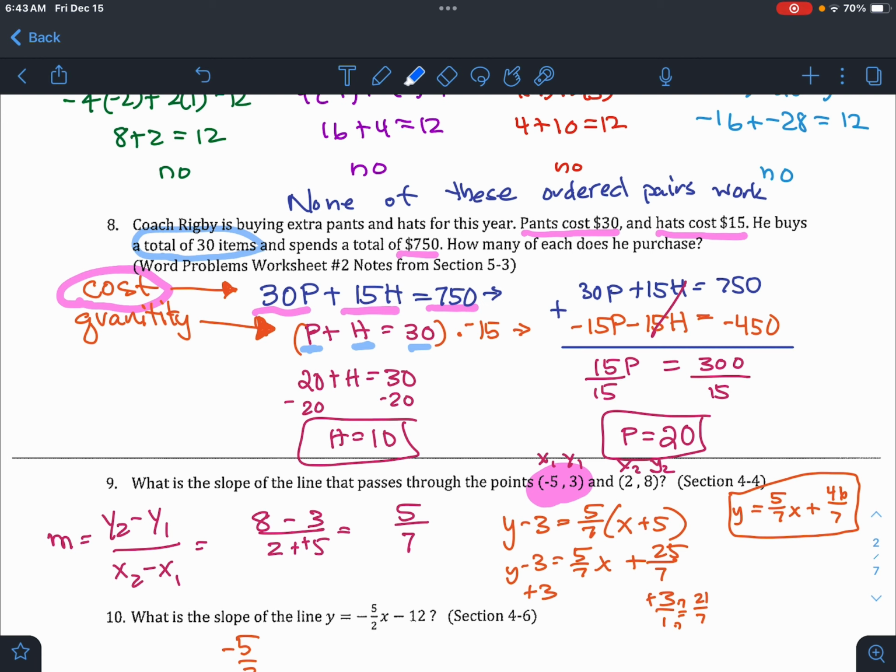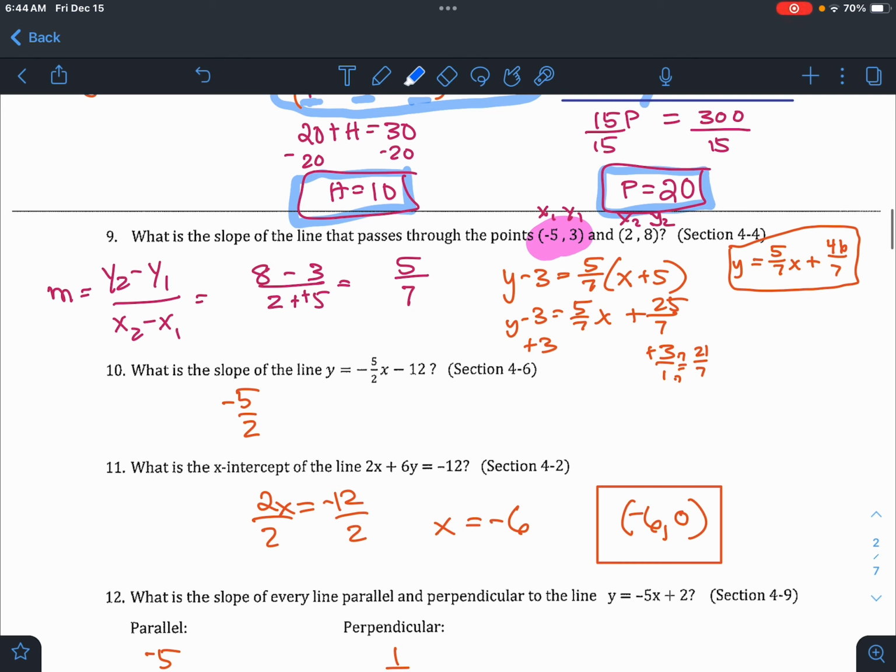Then I chose to solve this using elimination. The tricky part is I chose to eliminate the hats, so I need to multiply the entire equation by -15 to make it an equivalent equation. So I can eliminate the hats and solve for the pants. Once I know the pants are 20, I know the hats must be 10 because there's a total of 30 items.